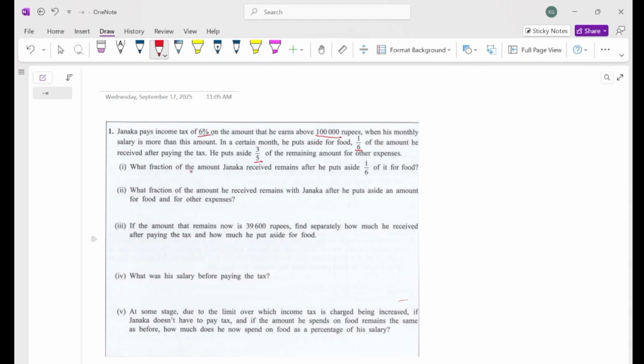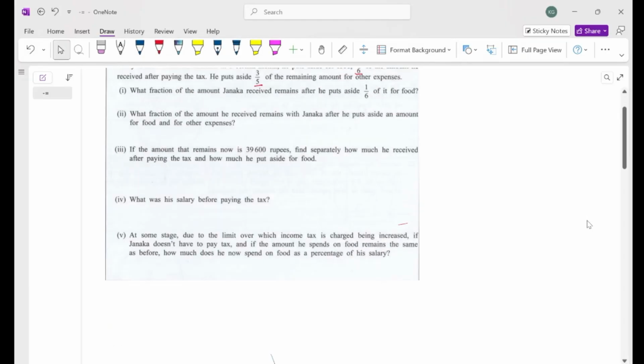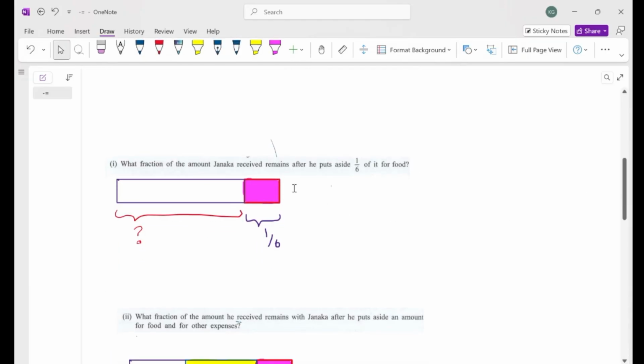What fraction of the amount Janaka received remains after he puts aside 1/6 of it for food? Okay, so Janaka receives a certain amount after paying the taxes. From that amount he puts a 1/6 aside for food. So what we have to find is the remaining amount.